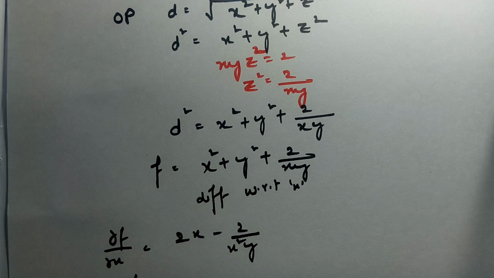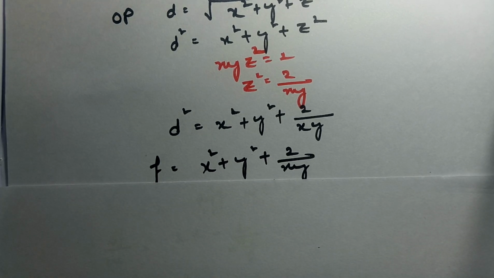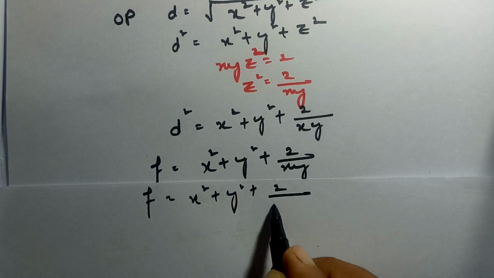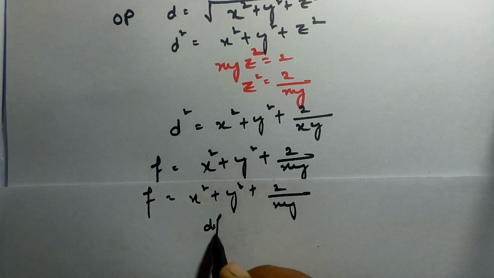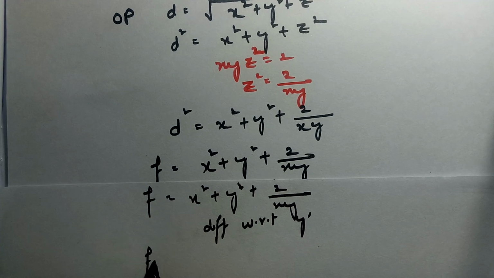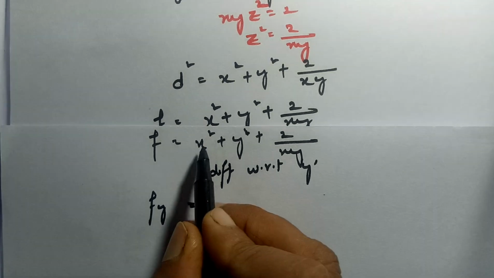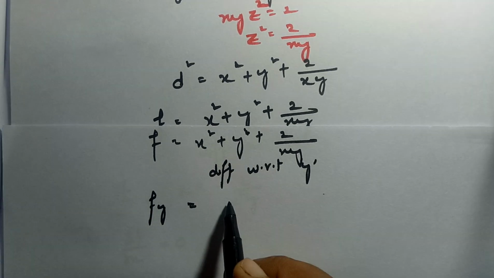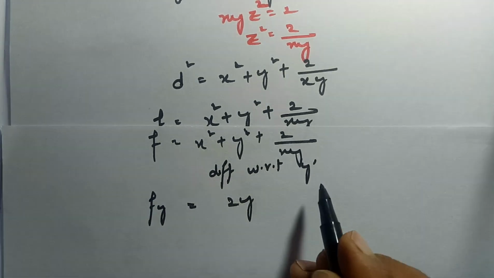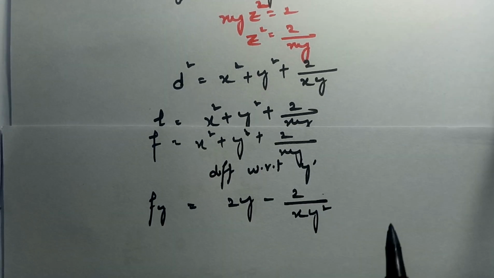Again, I have to differentiate f with respect to y. See, my function f is equal to x square plus y square plus 2 by xy. If I differentiate with respect to y, then dou f by dou y is equal to: x square is a constant, that is 0. This is 2y, and x will be constant and 2 will be constant. I am writing this constant, and the derivative of 1 by y is nothing but minus 1 by y square.